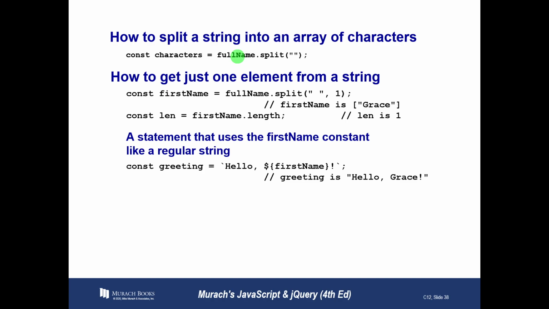What if we wanted to pull out just one element from a string? So take Grace M. Hopper, we'll split it up, looking at the spaces, but we're only going to pull out the first one. And that just pulls out the first name, Grace. If we say firstName.length, it tells us that there's only one in there because that's what we told it to get. We told it to get the first token out of that split up string.